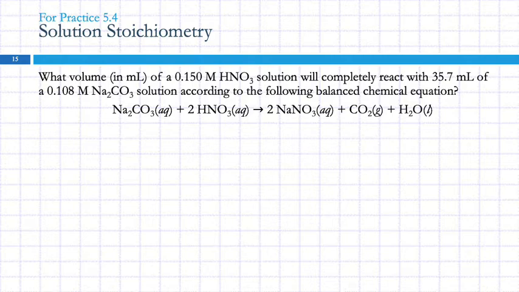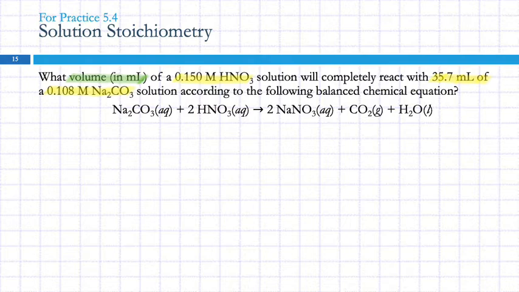So what volume in milliliters of a 0.150 molar nitric acid solution will completely react with 35.7 milliliters of a 0.108 molar sodium carbonate solution according to the following balanced chemical equation? Well, let's find the numbers. Here we've got 0.150 molar HNO3, 35.7 milliliters of 0.108 molar sodium carbonate. And what do we want? Volume in milliliters.